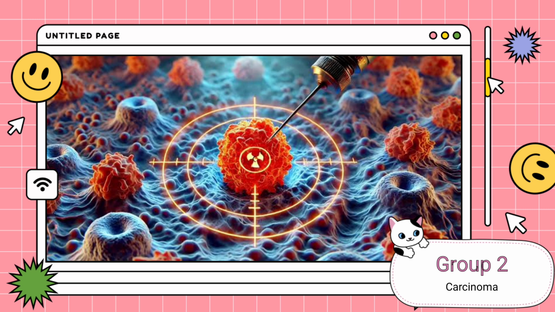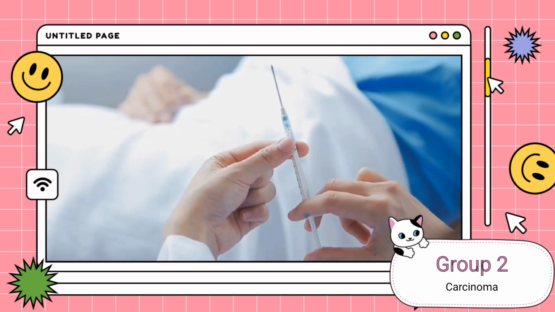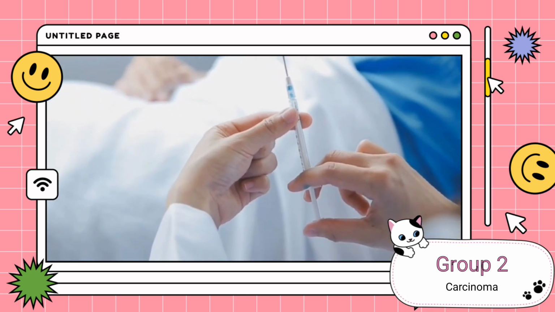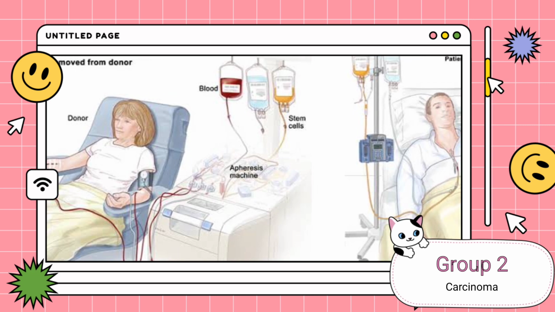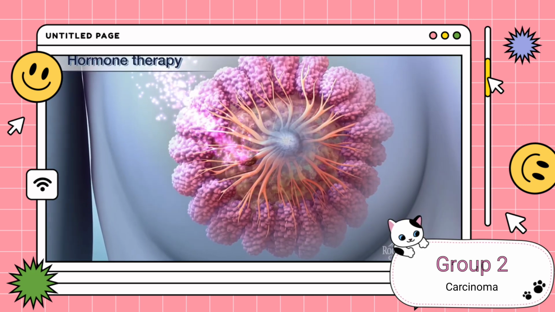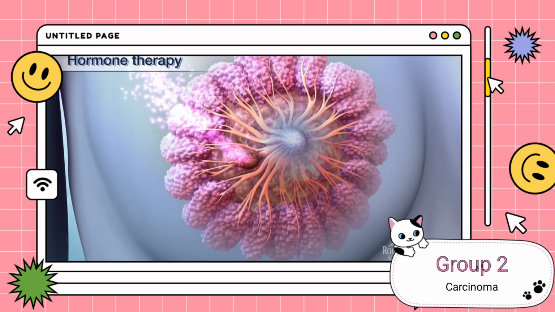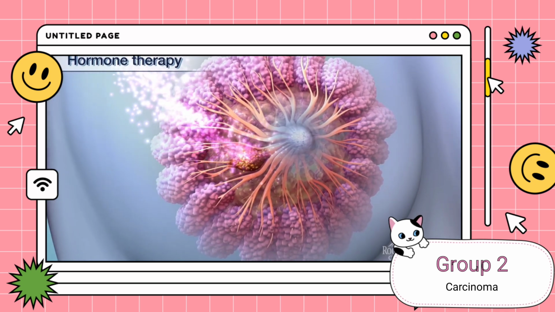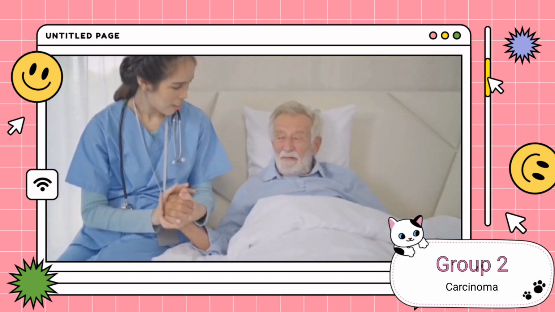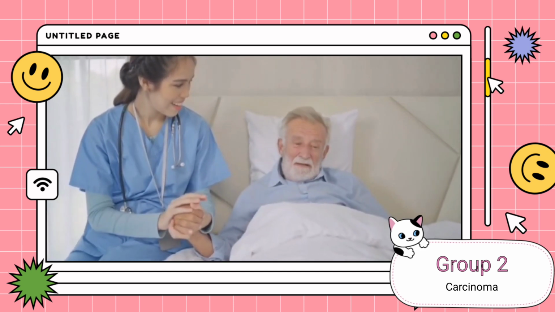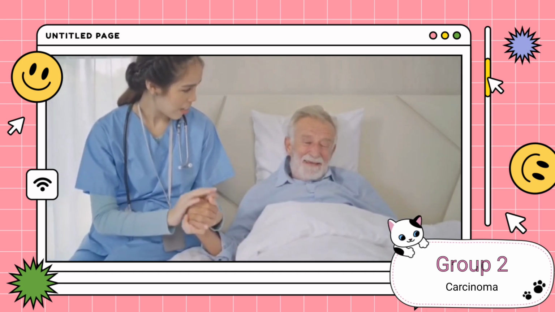Targeted therapy, focuses on specific genetic abnormalities that drive cancer cell growth. Immunotherapy, harnesses the body's immune system to fight cancer. Stem cell transplant, restores blood-forming stem cells. Hormone therapy, slows or stops the growth of carcinoma that relies on hormones for growth. Palliative care, relieves symptoms and improves quality of life for patients with advanced carcinoma.